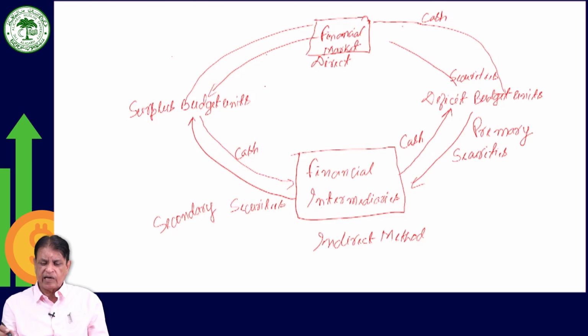Now, the financial market is of several types. We will talk about this. And before we talk about the financial market, I would like to tell you, as I have told you earlier also, that this entire system of transferring the funds from the surplus budget unit to the deficit budget unit is known as the financial system. So, the financial system is a setup which channelizes the funds from the surplus budget unit to the deficit budget unit.